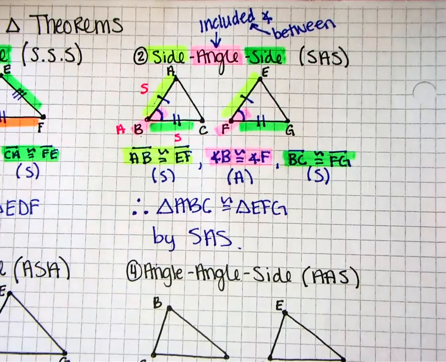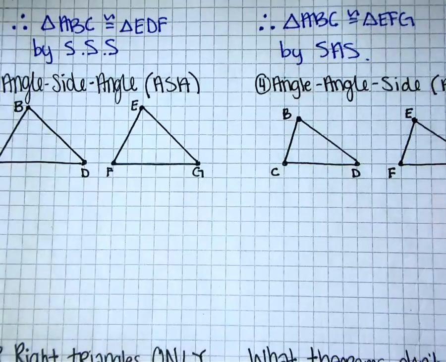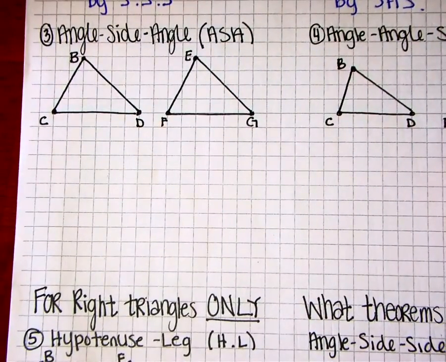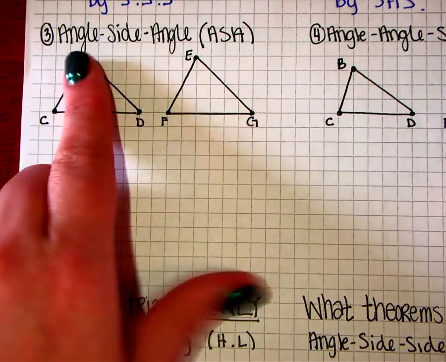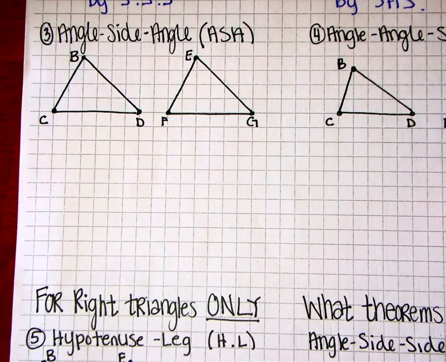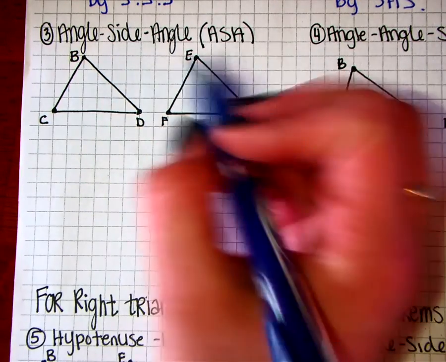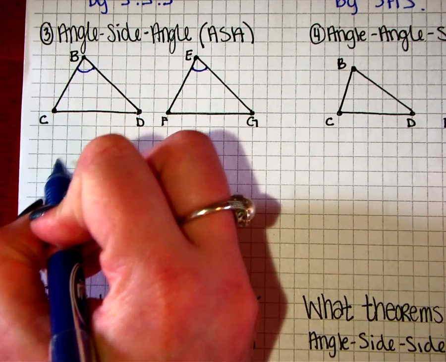Side, angle, side. All right, let's try the third one. Remember, this will work for any type of triangle. The next one is angle, side, angle. It is literally the opposite of side, angle, side. Instead of an angle being in between, now it's a side in between. So let's start with our first angle. Let's focus on B and E.